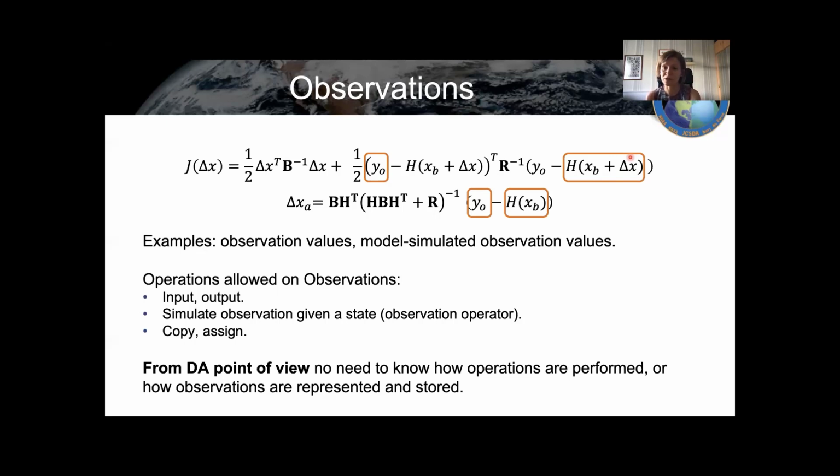And the operations that are allowed on observations, or the interface of the observation class, if you wish, allows you to do IO, to copy and assign. And another thing that we should be able to do with the observations, which again is not a part of the observations interface, but is something, a result of an obs operator, is we should be able to simulate observations given a state. So compute H of xb and have a result of that inside of the observations.